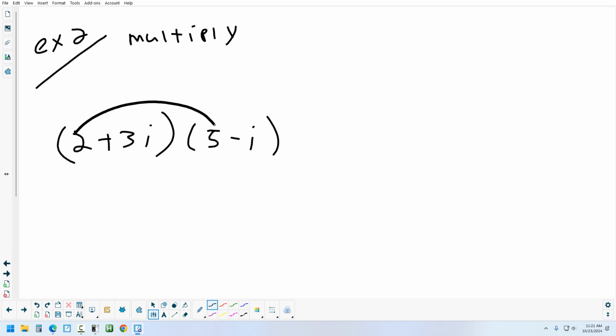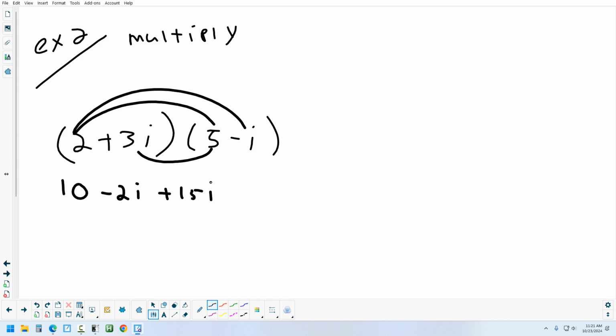Multiply those together first. What's 2 times 5? 10. 2 times negative i? Negative 2i. 5 times 3i? 15i. And now let's take the last part one step at a time. It's a positive times a negative. So let's start with that. What's a positive times a negative? Negative. So we've handled the sign. So now what's 3i times 1i? 3i squared. And it's negative because it was a positive times a negative.